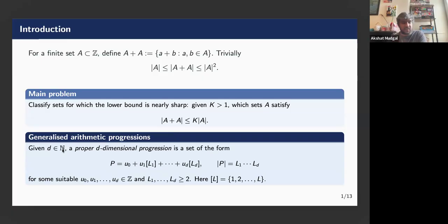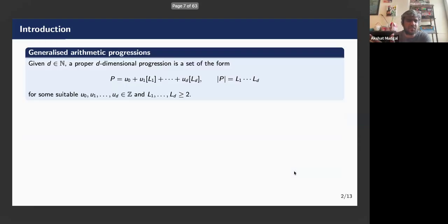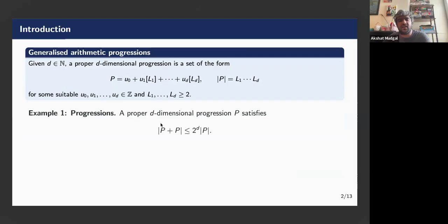In the last talk, we looked at some Hilbert cubes. These are very nice examples of d-dimensional progressions. Here I'm allowed to take the length of my individual intervals to be much larger. The nice thing about these generalized APs is that if my generalized AP has dimension D, then its doubling grows at most exponentially in D. If I look at the sum set, it's at most 2 to the power D times the size of the original set. So this is a very reasonable example. If I want doubling to be 2 to the power D, I can look at any D-dimensional progression.